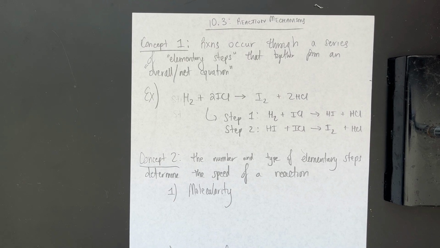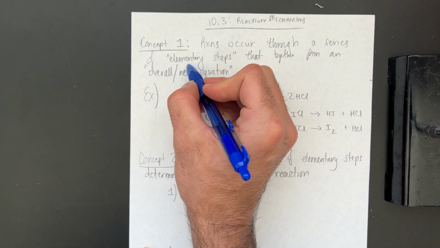Right, this is 10.3 reaction mechanisms. There were 3 concepts that we learned in 10.3. Go through them one by one. The first concept is that reactions occur through a series of elementary steps that together form an overall net equation. Now, this idea of elementary steps we haven't learned yet, so let's try to figure that out.